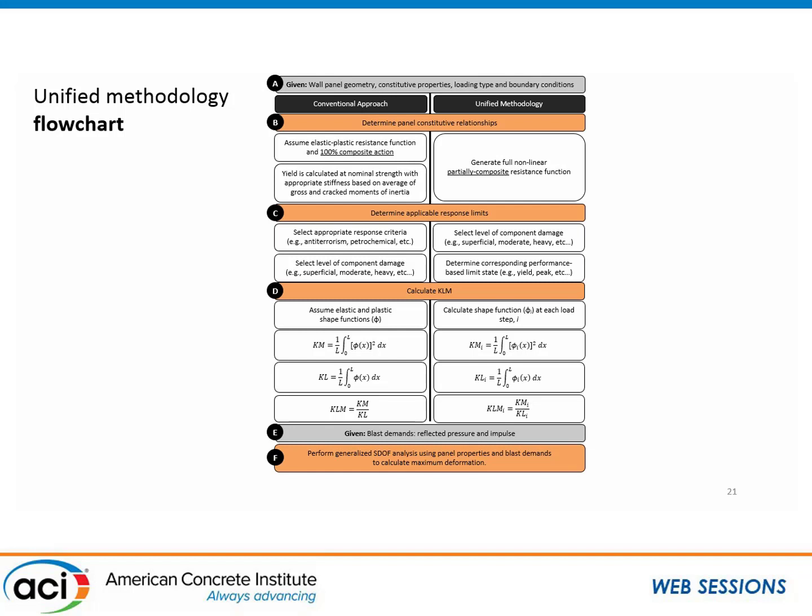On the other side now, we can replace the resistance function with the simplified approximations with the one that we get from our model, the partially composite. We can extract the limit states using the first part of the method that we had before. We can extract KLM, and then we can do a similar generalized SDOF using now these new input parameters to get the dynamic response of the panel.